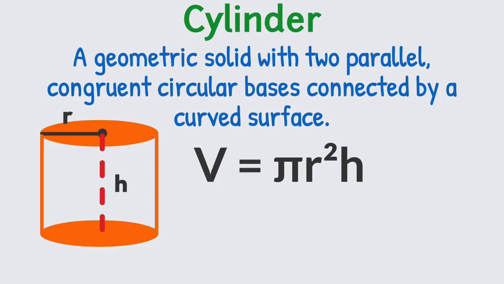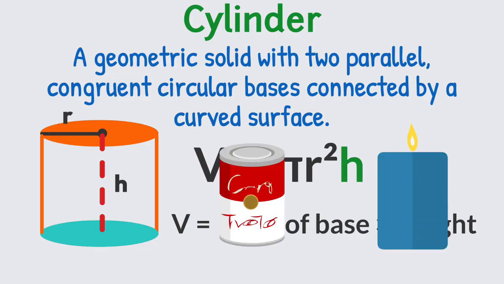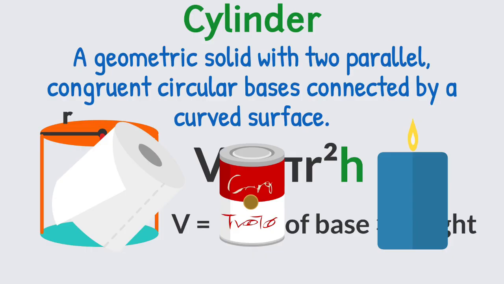Notice that this is the same big idea we've used all along. Volume equals area of the base times the height. The base of a cylinder is a circle, so we use pi r squared to find its area, then multiply by the height. A soup can, a candle, and a roll of paper are all cylinders.